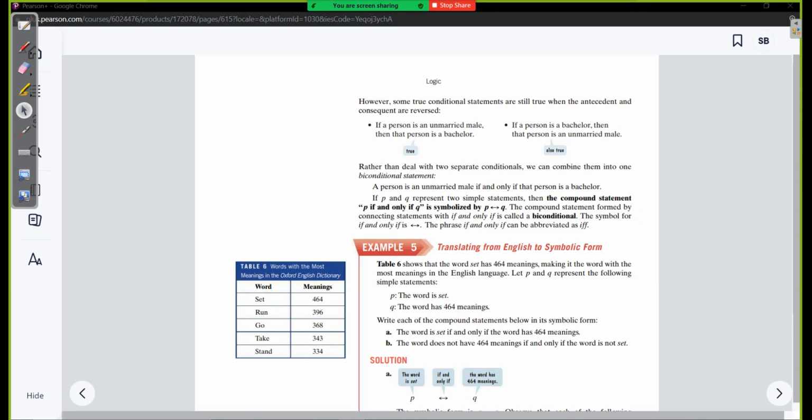Okay, so let's look at the example. Example 5. Tables. I don't really need the table, but here's the table. It just shows what words have the most definitions. Anyways, table 6 shows that the word set has 464 meanings, making it the word with the most meanings in the English language. So we're going to let P and Q represent the following simple statements. P is going to mean the word is set, and Q is going to mean the word has 464 meanings.